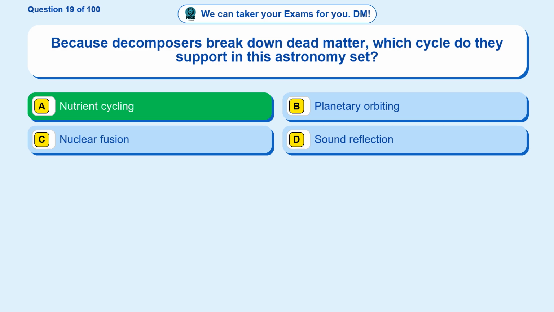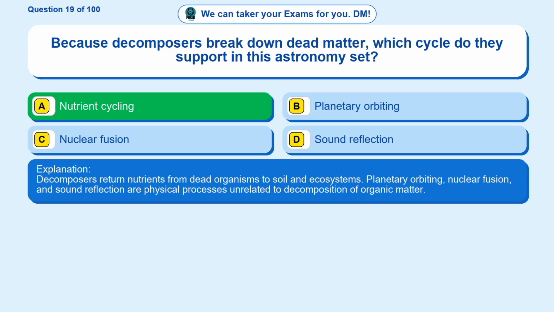Nutrient cycling. Decomposers return nutrients from dead organisms to soil and ecosystems. Planetary orbiting, nuclear fusion, and sound reflection are physical processes unrelated to decomposition of organic matter.